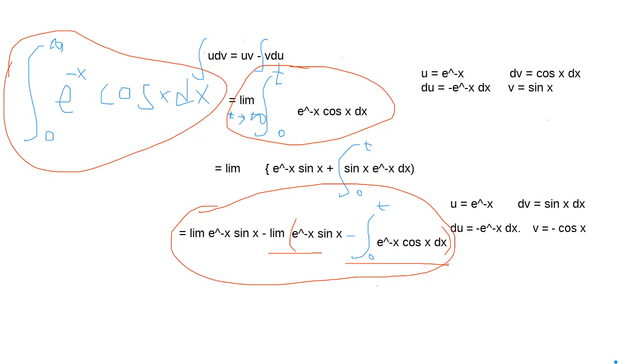That means I can move this one to the other side. When I move it to the other side, I get 2 of this, because the negative becomes positive when moved over. I get 2 of this equals this, so it's just divided by 2.